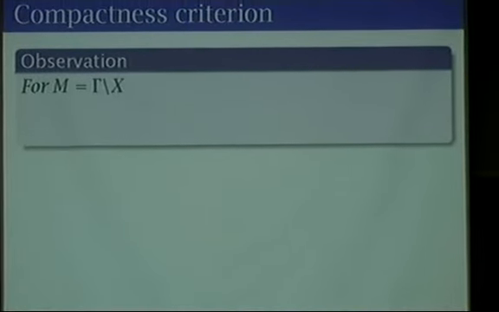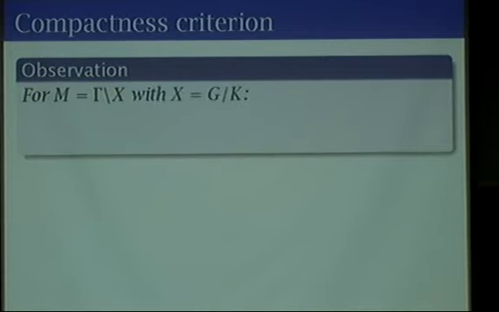And actually, I'm going to give you two different versions of the same property. That's called the compactness criterion. You want to figure out what it is about gamma that tells you whether or not M is compact. Okay, so the first thing is just a simple observation. And in fact, I've already used this fact. If you've got a symmetric space X, you mod out by gamma to get a locally symmetric space. And X then will be G mod K for some G and some K.